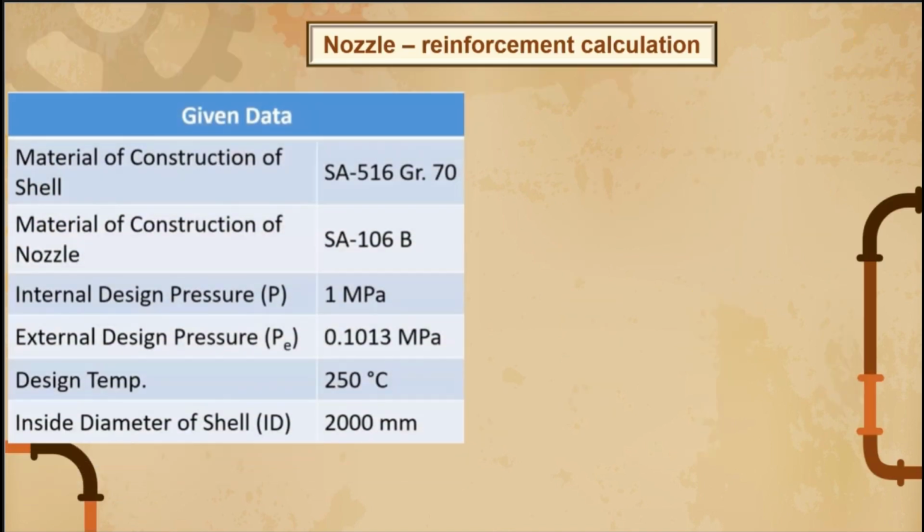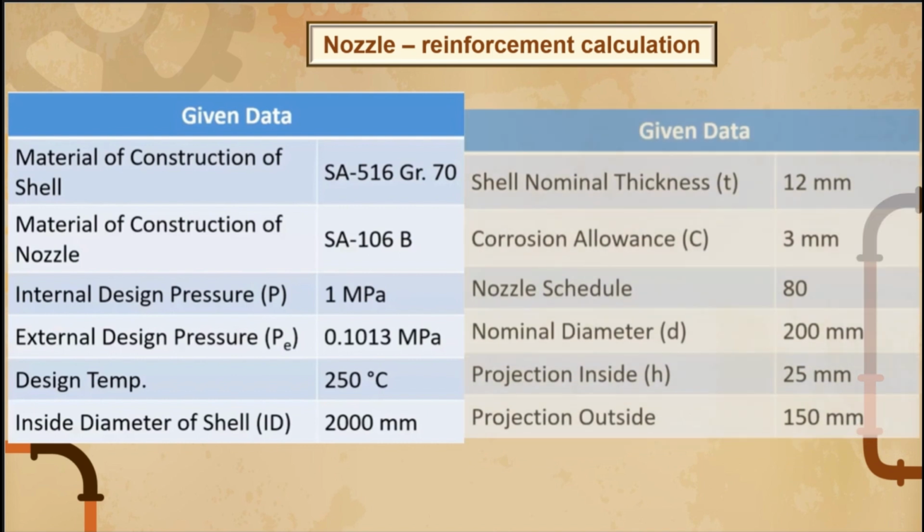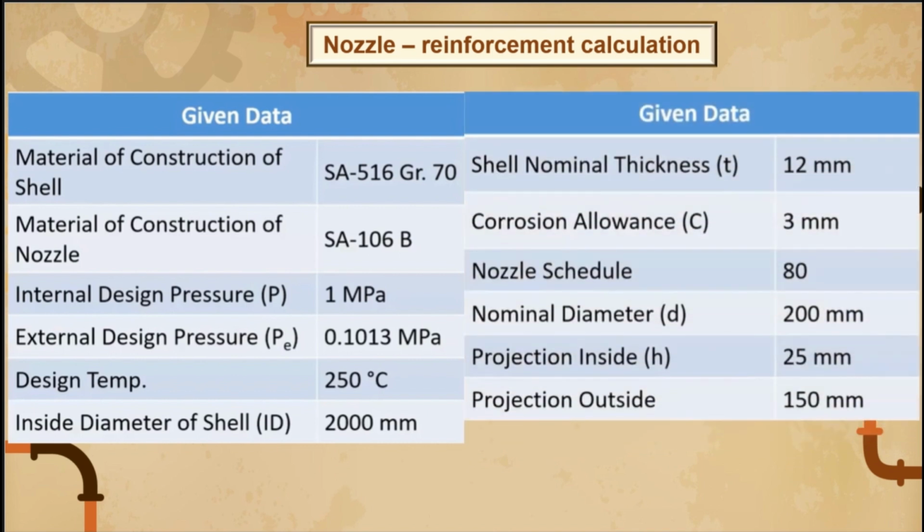This is the given data for the problem: material of construction of shell and material of construction of nozzle, internal design pressure and external design pressure, design temperature, and inside diameter of the shell. And we need some more data to calculate the reinforcement: shell nominal thickness, corrosion allowances, nozzle schedule for calculating the nozzle thickness, and nozzle nominal diameter for the shell, projection inside and projection outside. Projection inside and projection outside is for nozzles, guys. So this is the given data.